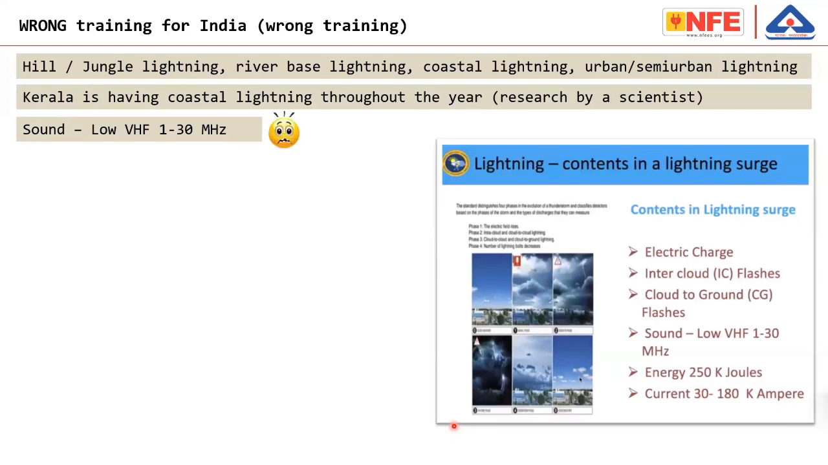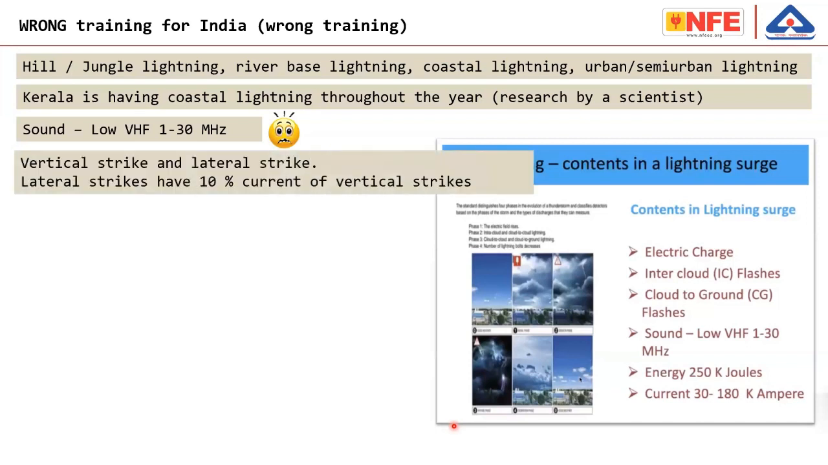In some places they educate that it has low frequency sound, 1 to 30 megahertz sound, which we normally listen. Nobody knows what this 30 megahertz is. We read in school, engineers know that the sound frequency is quite lesser than 30 megahertz. Then, I am talking about the wrong training. Please note that this slide is explaining wrong methods, not the correct methods, wrong methods.